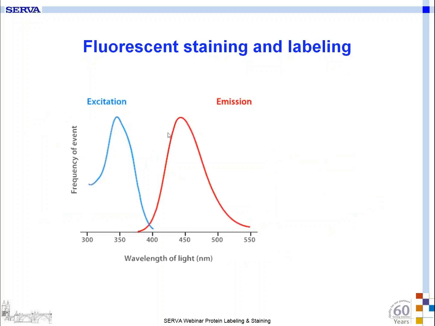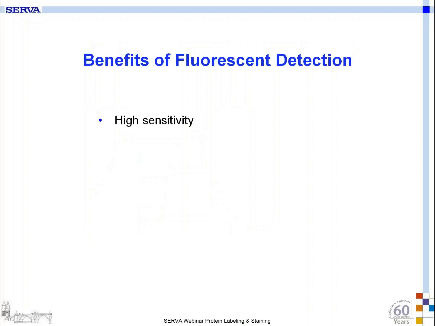An also important factor is always the difference between the highest points of the excitation and emission curve, because if you use a filter to get rid of the excitation light and only image your emission, the width of this gap is quite important, so that you can easily get rid of the excitation light. And these are the benefits, just as a summarization, of fluorescent detection.